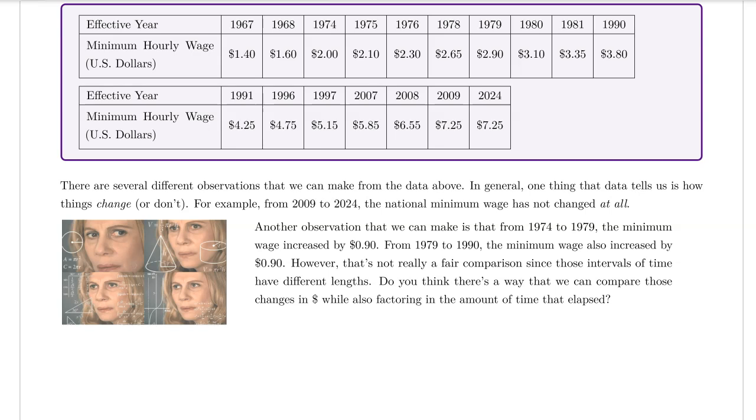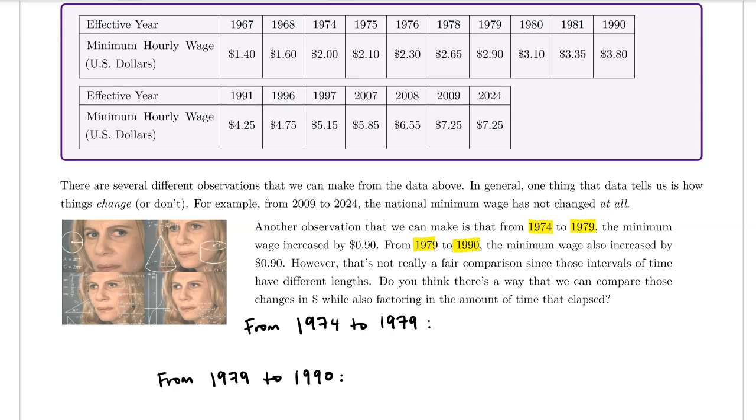What do I mean by that? Well, from 1974 to 1979, that would have been 5 years passing. From 1979 to 1990, that would have been 11 years passing. And they both increased by 90 cents, but over vastly different intervals of time. So do you think that there's a way that we can compare those changes in dollars while also factoring in the amount of time that has elapsed? Pause the video and think about an answer.